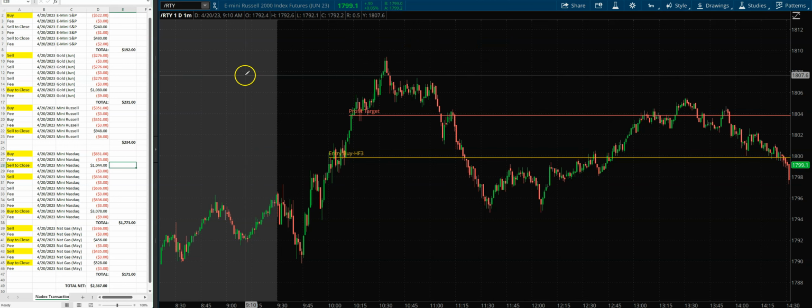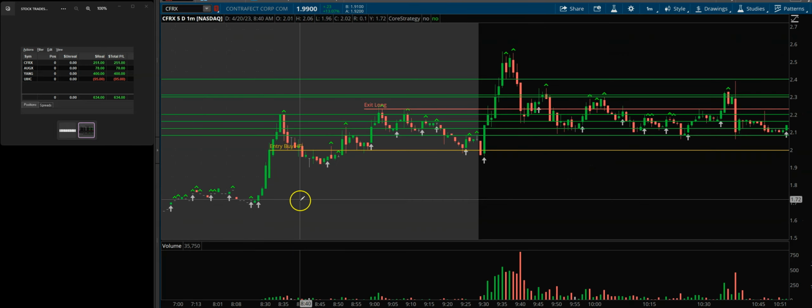So let's see how we did on stocks. Let's go over and look at stocks, and we're using the same patterns again on the stocks. Let's take a look at our stock trades today. Those that joined us during our first hour of trading know that I did get into CFRX. I entered around 8:30, Eastern time of course.